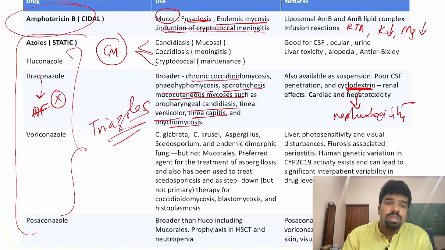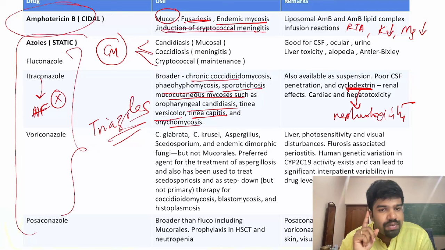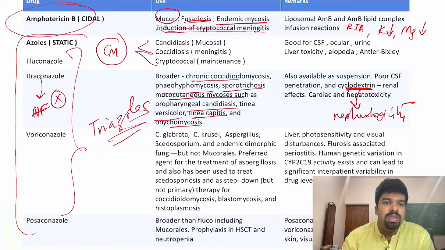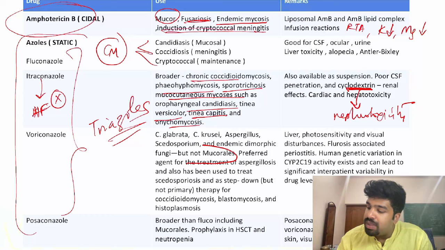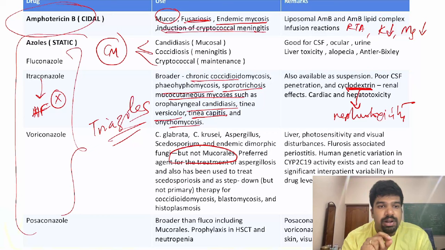Now we come to voriconazole. So I'm stepping up. Voriconazole is even broader than itraconazole. It is effective against Candida glabrata, Candida krusei, Aspergillus, Scedosporium, and endemic dimorphic fungi. But not mucor. It is the preferred agent for the treatment of aspergillosis and has also been used for scedosporiosis. It can also be used as a step-down therapy for patients with coccidioidomycosis, blastomycosis, or histoplasmosis, but only step-down. Because for endemic mycosis, you are going to give amphotericin B in the starting phases.